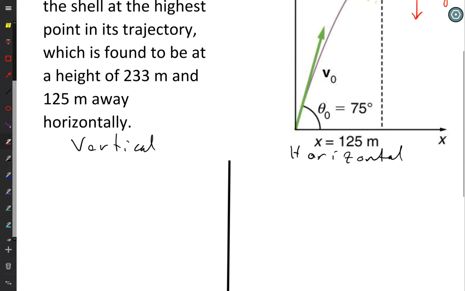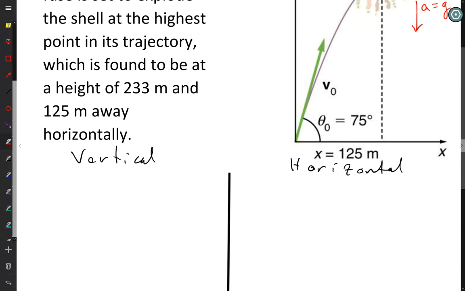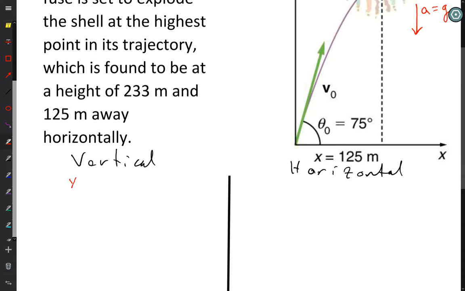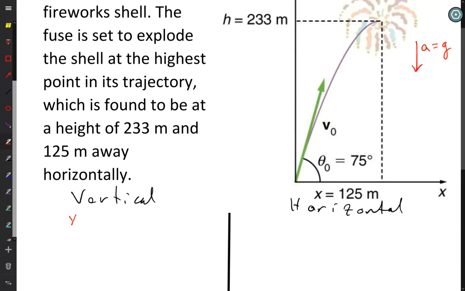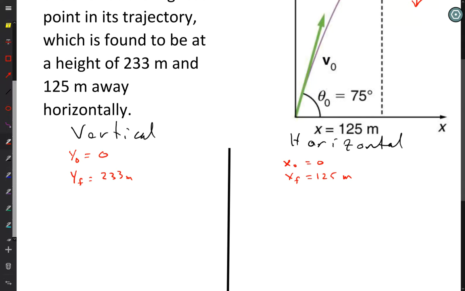What's the initial position in the vertical direction? 0. Okay. So I'm going to use y for vertical because my figure has y showing there for vertical. So y initial equals 0. What about the final for vertical? 233 meters. Now, if I go over to horizontal, what will my initial position horizontally be? 0. And my final position horizontally? Okay, so there's my position variables.